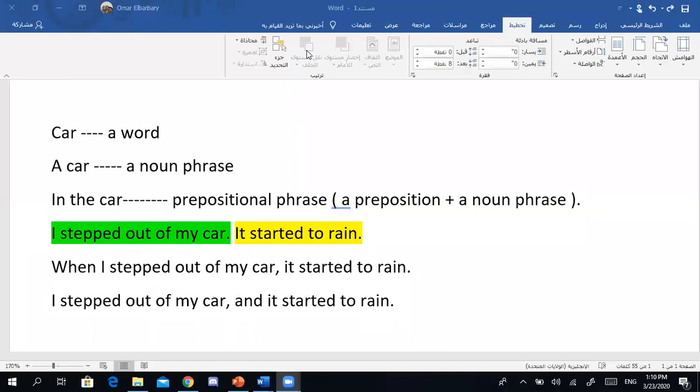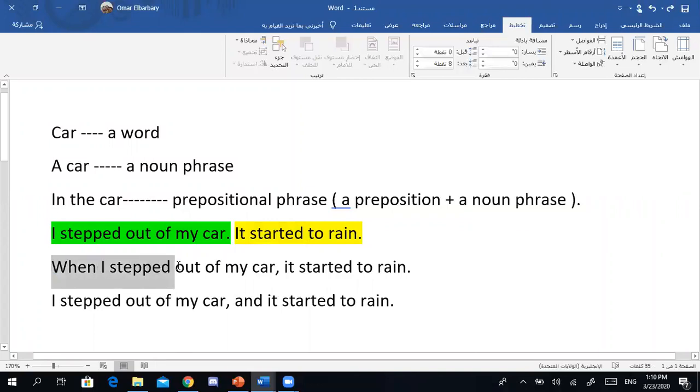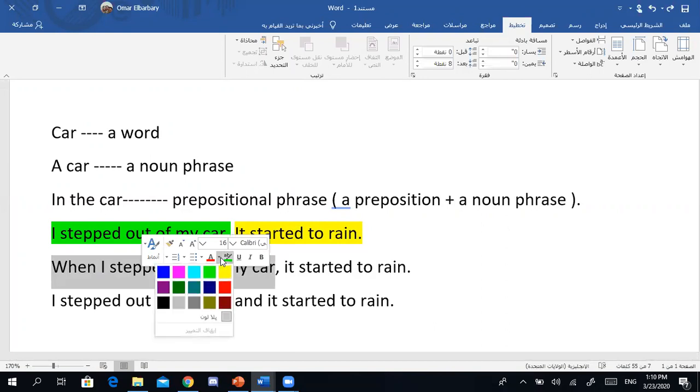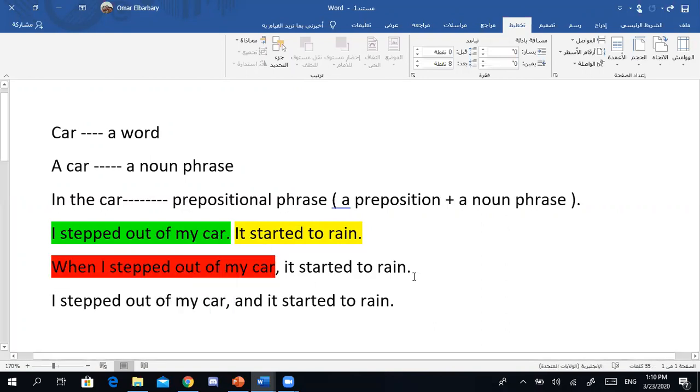So let's move on to Muhammad Al-Jibreen. Are you there? Yes. Habibi Hamoudi, can you read this second sentence for us, please? When I stepped out of my car, it started to rain. If I stop you here: when I stepped out of my car. Is this a sentence? No, I don't think so. Nice answer. But it has a subject, which is I, and it has a verb. But why is it not complete? It doesn't give a complete thought.